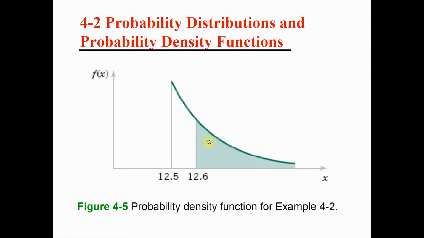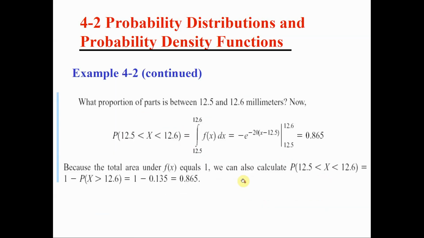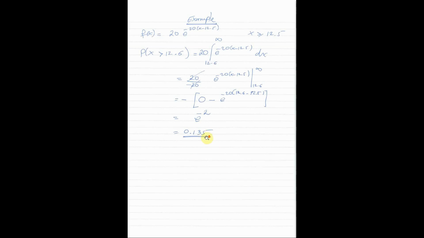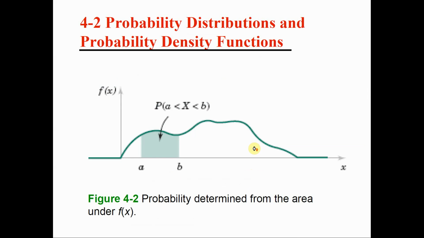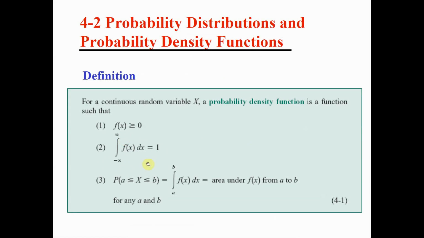In part A of the question, we obtained the probability from 12.6 onwards, which is this area under the curve, which turned out to be 0.135. Now, in the second part, we wanted this area, which has to be 1 minus the other area, simply because the sum of all probabilities is equal to 1. As a matter of fact, if you try to integrate the function from 12.5 until infinity, you will get 1, which is this property here. The integral from the beginning until the end is equal to 1.